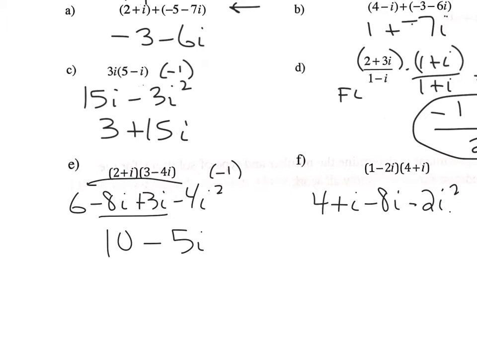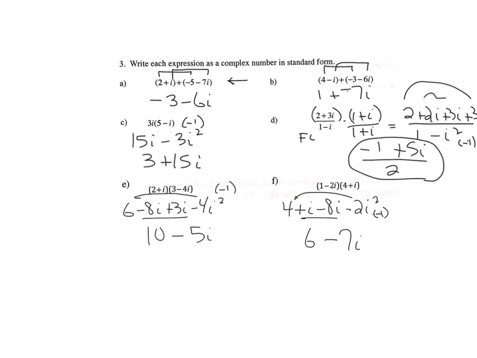I squared is really, well, got these i's in the middle again. Negative 7i. I squared is negative 1, which makes the 2 become positive 2. Add it to the 4, which is 6 minus 7i. And that's it. That's all the number 3.